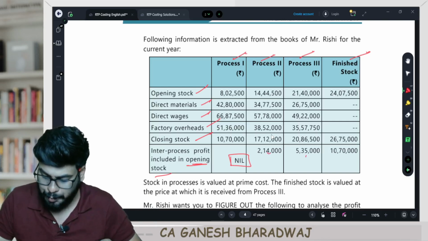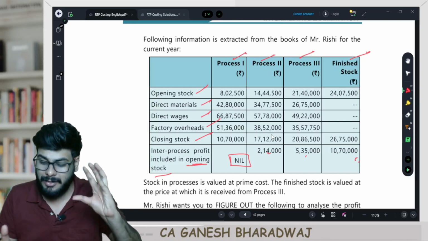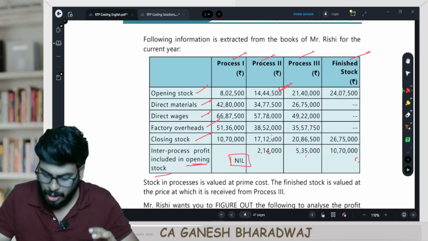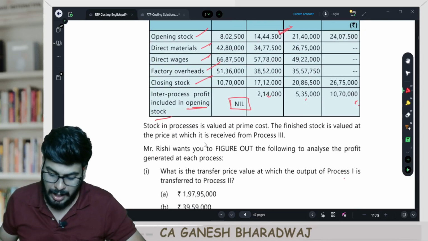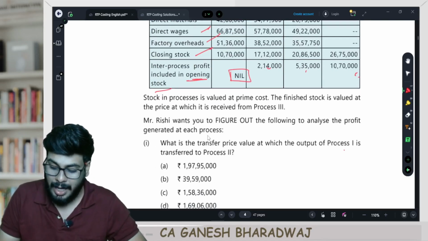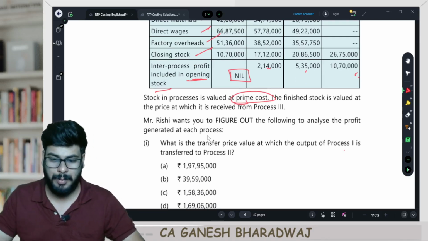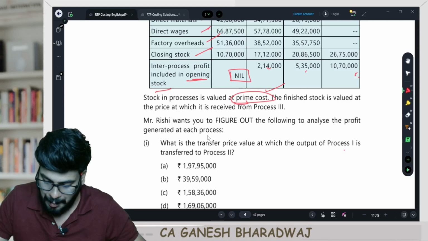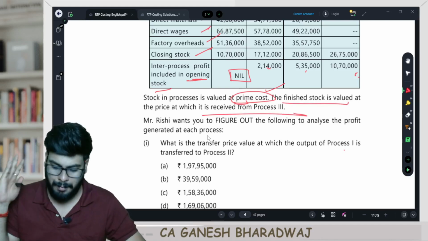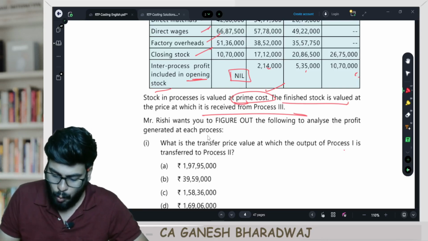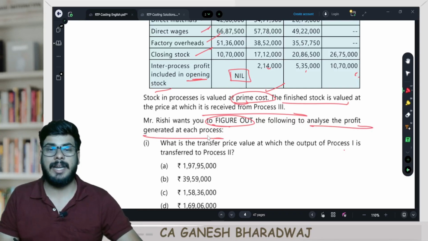Whereas the other two processes and the FG stock have some transfer price involved, which has some profit. In the opening stock, some profit component is also involved. Are you clear with this? Now, the stocks in process are valued at prime cost. Very, very important. That is P1, P2, P3. The finished stock is valued at the price at which it is received from process 3. Mr. Rishi wants you to figure out the following to analyze the profit generated at each process.